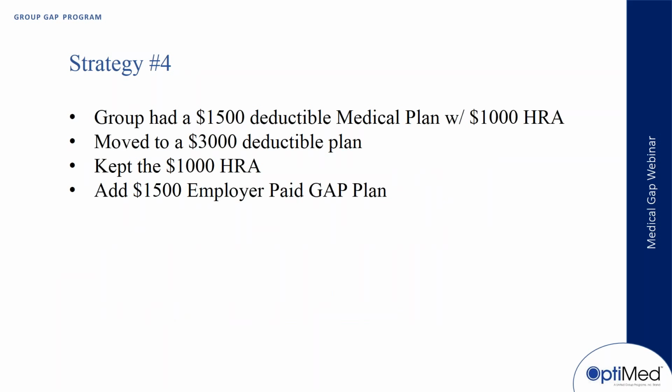So this is an example where we had a group that had a $1,500 deductible plan. They moved to a $3,000 deductible. They kept the HRA, and they put in an employer-paid GAP program of $1,500, so that we would suck up the first $1,500 of expense, and then the HRA would pick up the back end.